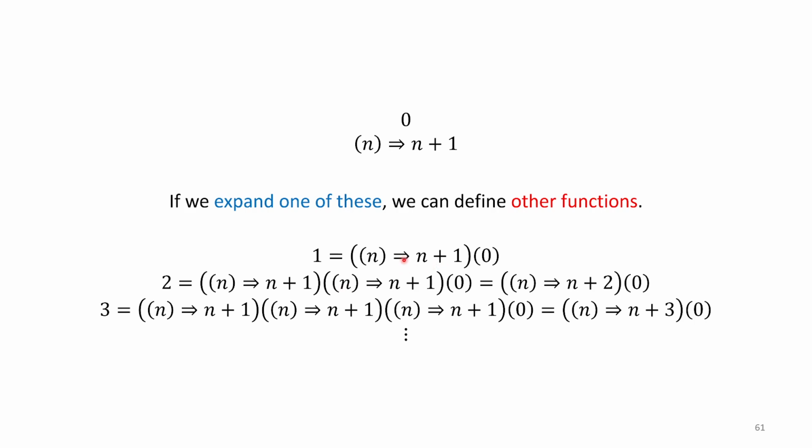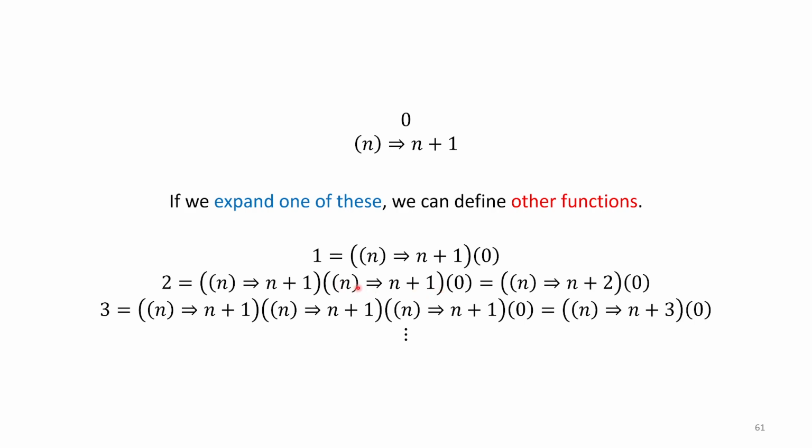So let me maybe go through this here. We said that 1 was just the increment function applied to 0, and 2 was the increment function applied to 1. Well, let's unwrap that a little bit. The 1 was just the increment function applied to 0, so I applied that here again.